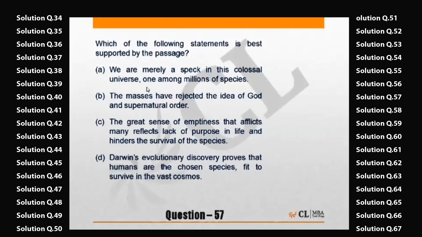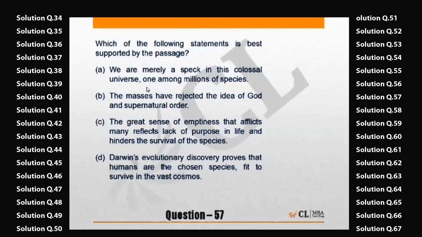Option B contradicts the idea where the passage says that the full extent of the dethronement of God is not yet felt by the great masses, who still believe that they believe in God. Option B reads, the masses have rejected the idea of God in supernatural order. Now, this is a clear contradiction of the text in the passage. Hence, we cannot take option B to be the answer.